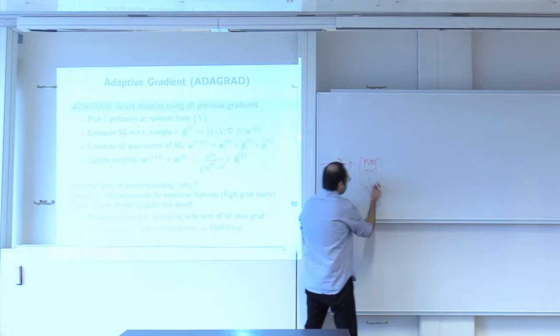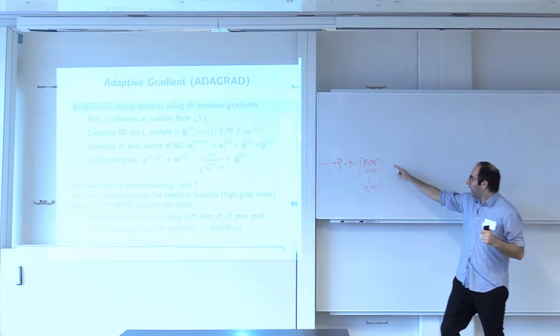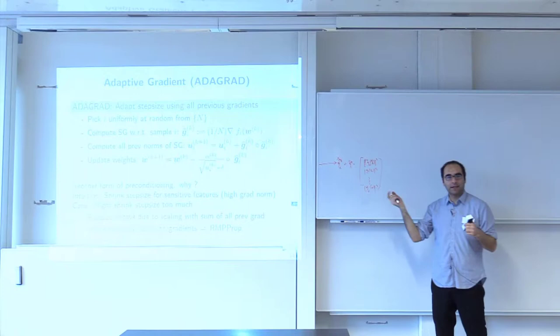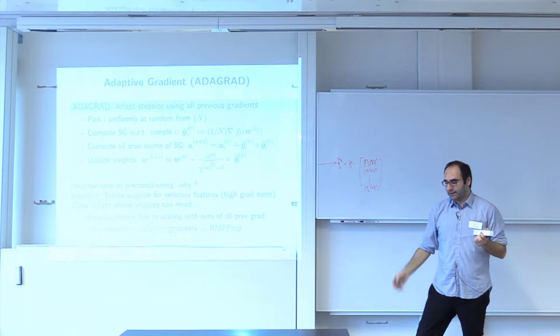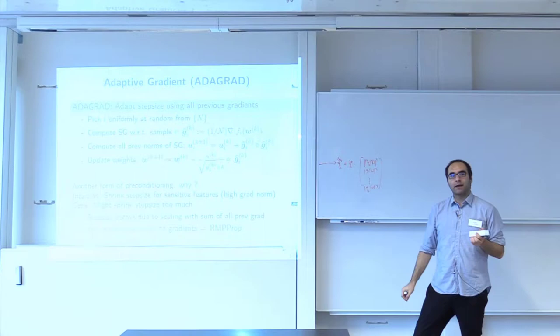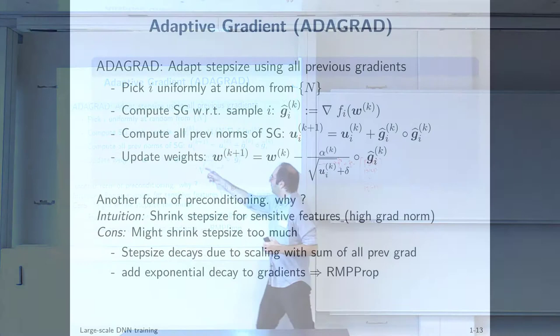So what does this vector have? This is a vector that has the squared value of each element of the gradient vector. The parenthesis notation indicates the element within that vector. So this is just a vector where you have the squares of the individual elements, taking the square element by element. And then this u_ik is an aggregation: you're adding these terms.